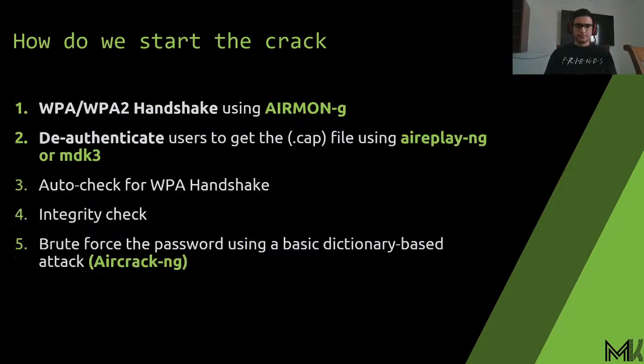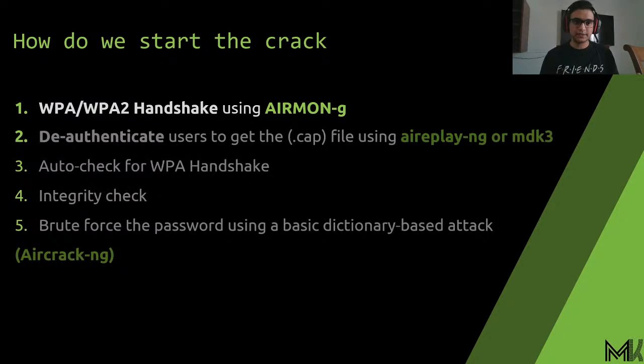Right, so let's go. How do we start the crack? There are 5 important steps, and they're on the handshake, the authentication, and dictionary-based brute force cracking. Those 3 are the main steps from these important steps, right? So the first one is getting a handshake using AIRMON-g. AIRMON-g is a tool that is used to capture that handshake.